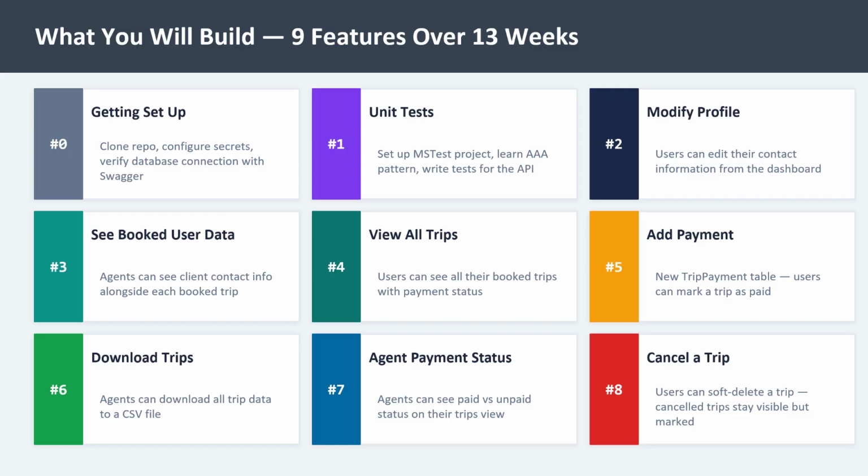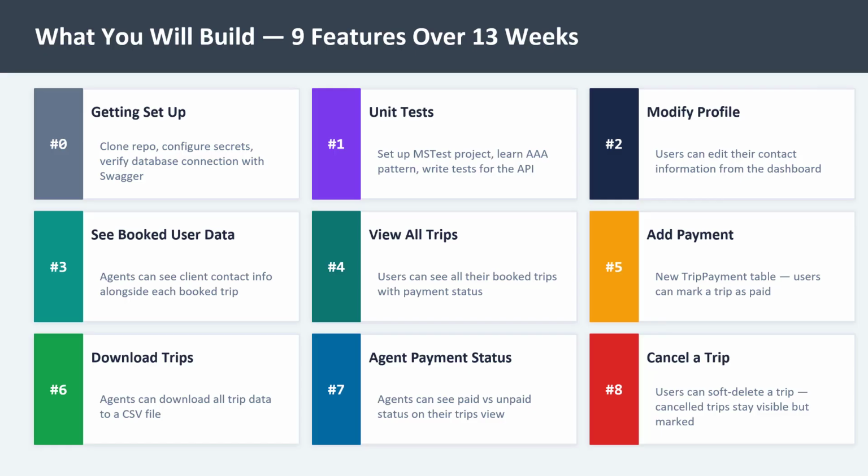So what will you build? There are 9 features over 13 weeks of course content, and I'll walk through these quickly so you can see where we are headed. Feature 0 is where you're probably at right now, just getting set up, cloning the repo, configuring your database connection, and verifying that everything works. Feature 1, we're going to set up our unit testing. This is usually what we will do in the beginning, and we will continue to build tests throughout the course.